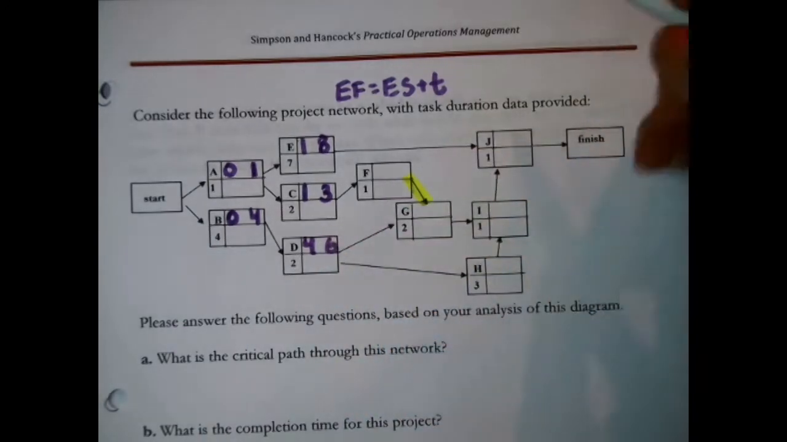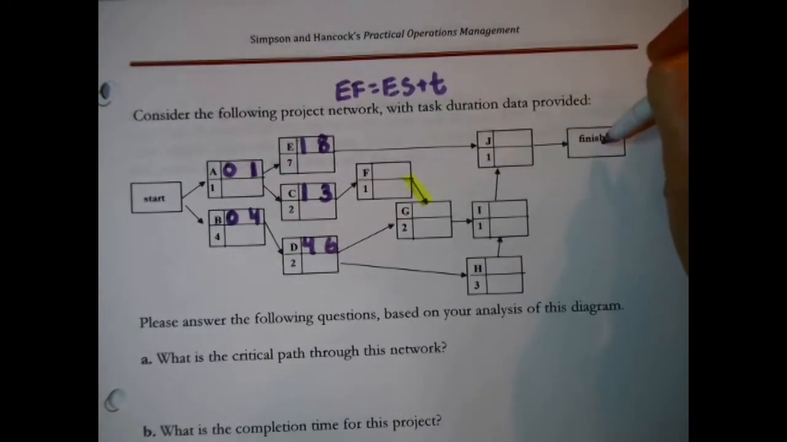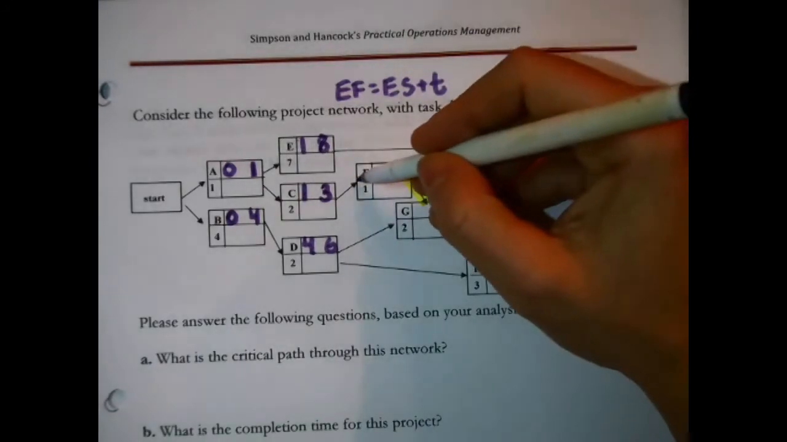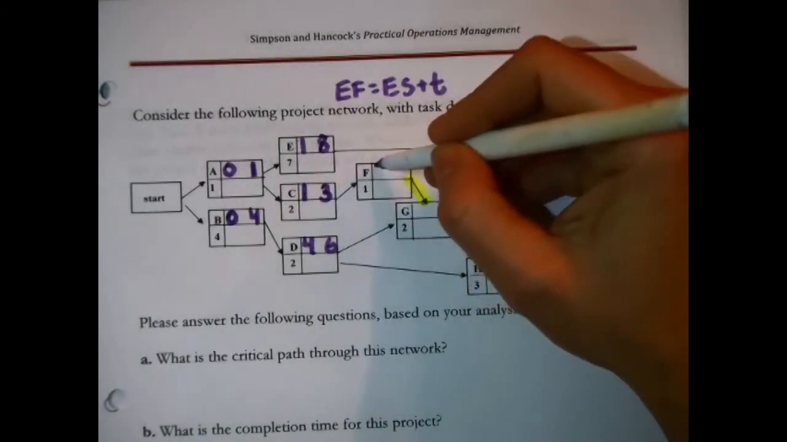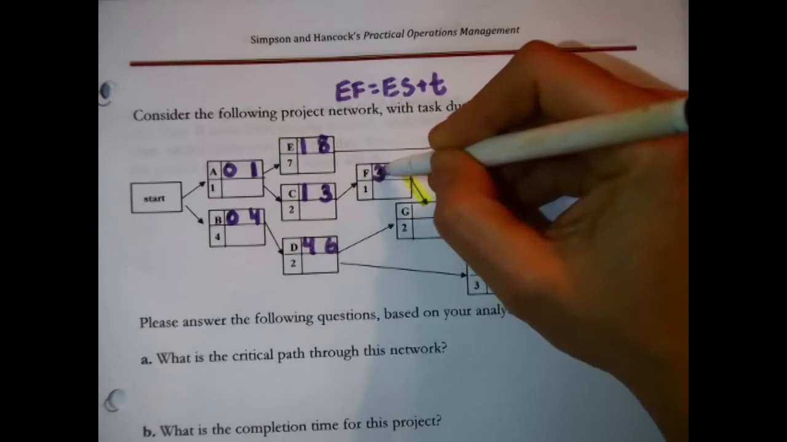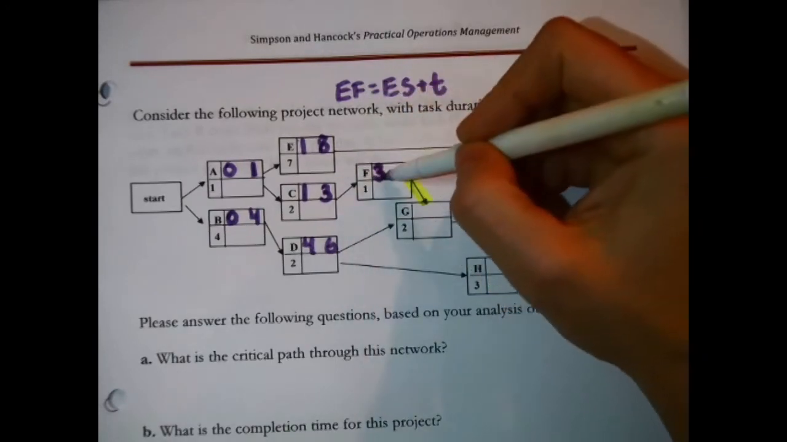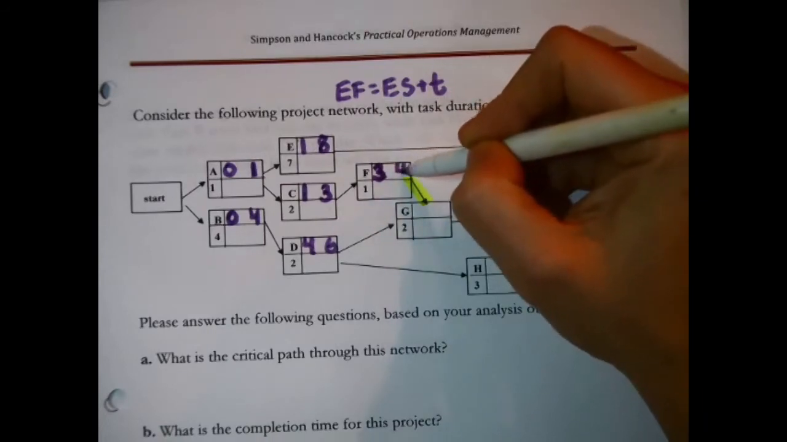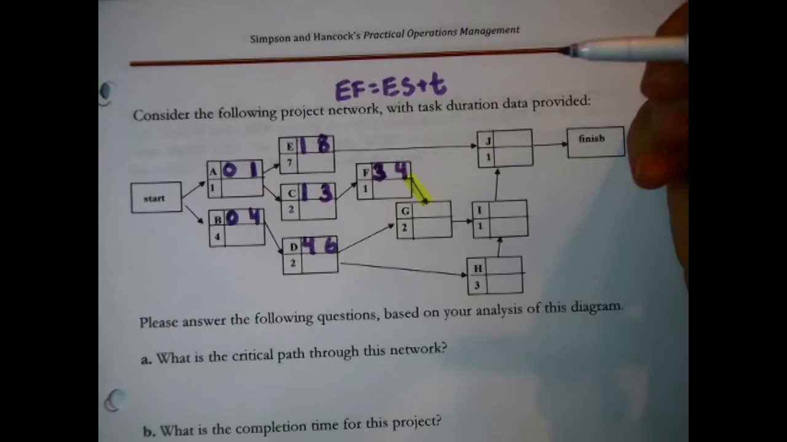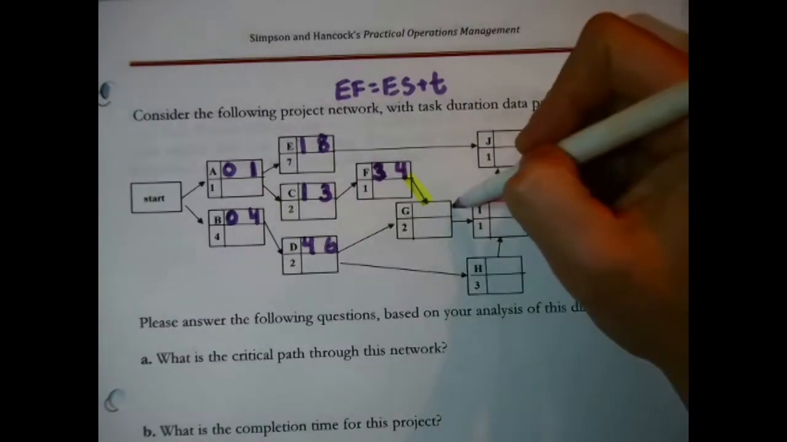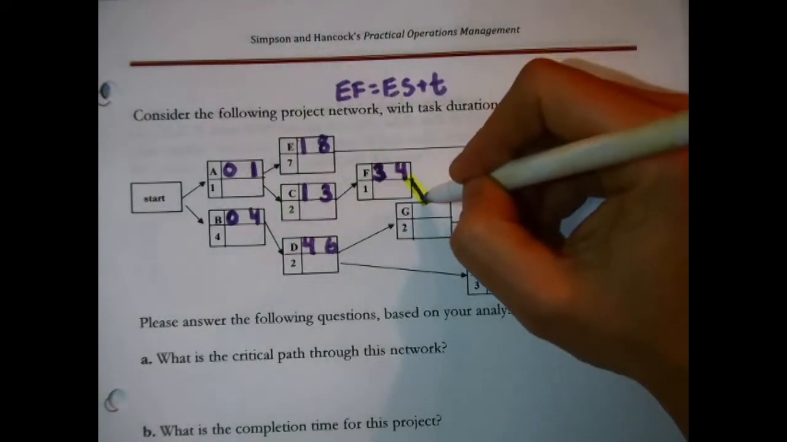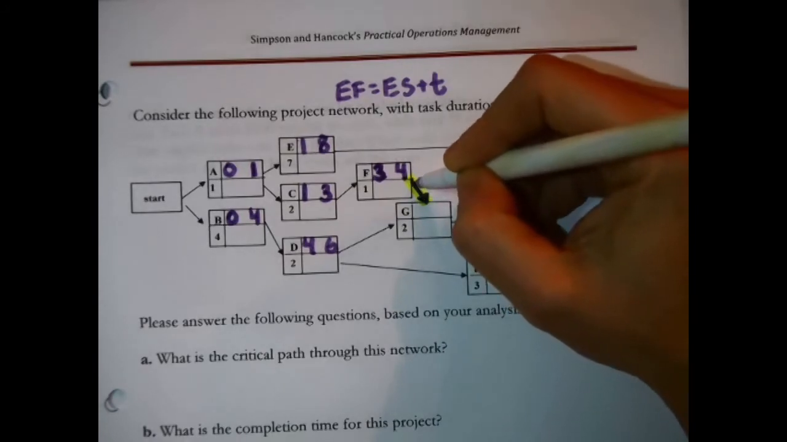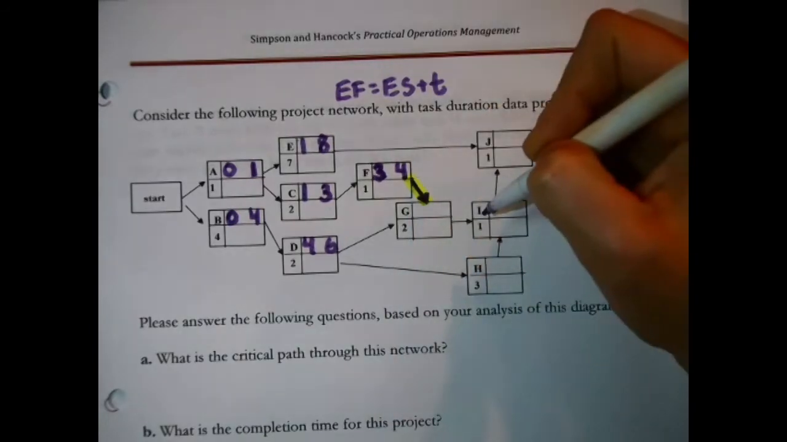Now I've got to work my way towards the finishing node here. Let me think. Okay, F cannot start until C finishes, so there's another case I can just pass the number forward. C will finish at the earliest in 3 days. That means F could start at the earliest in 3 days. 3 plus 1 is 4. Let's see, likewise, oh, wait a minute, G. Right, G, where if you have the first edition of Simpson and Hancock, that arrow is missing. Go ahead and put it in.